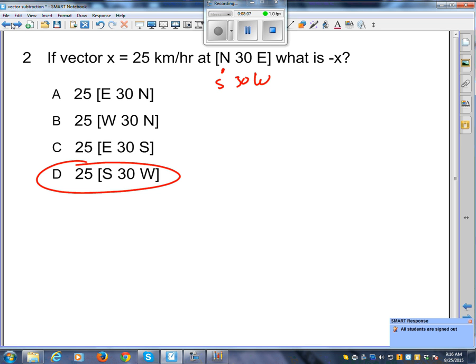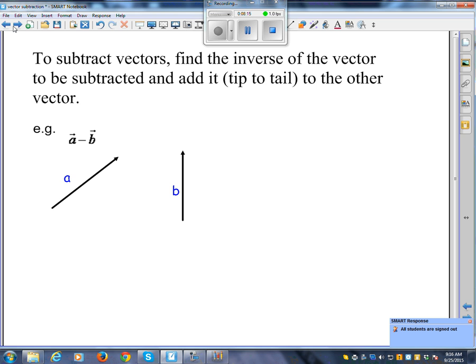Now, we went back to scalar subtraction. It was adding the opposite. So what's vector subtraction going to be? Just adding the opposite. That's all it's going to be. So here's the rule. To subtract vectors, find the inverse, find the opposite, find the negative of the vector to be subtracted, and simply add it tip to tail to the other vector.